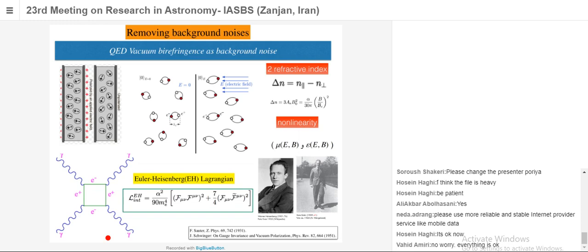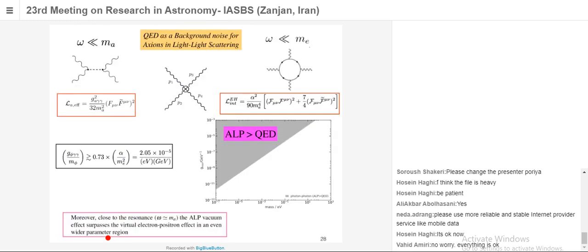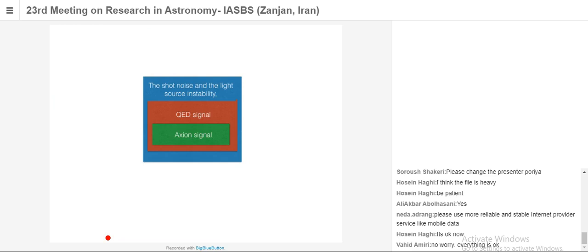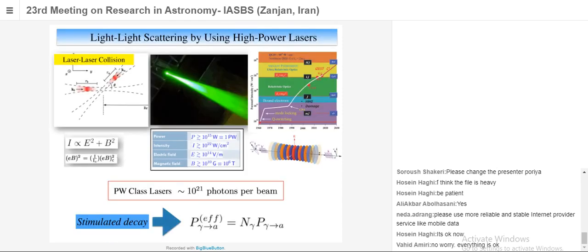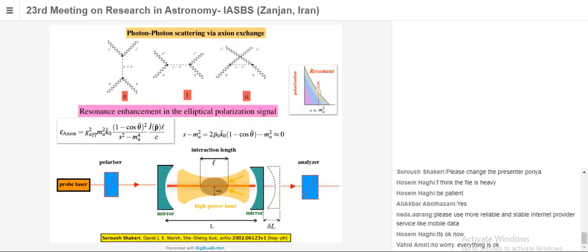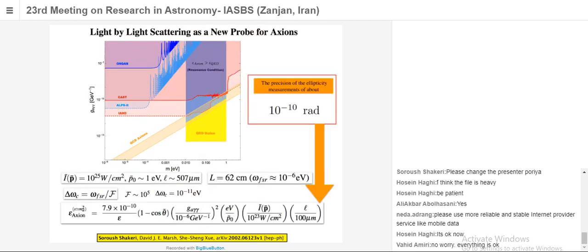Let me just conclude it. Here I want to say you also have to remove the background signals. In other experiments we propose to use a high power laser to enhance the signal. The high power laser provides you 10 to 21 photons and then enhances these signals. And instead of the background magnetic field, we could use a high power laser.